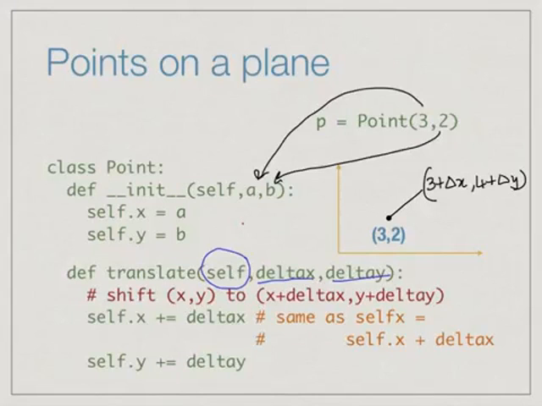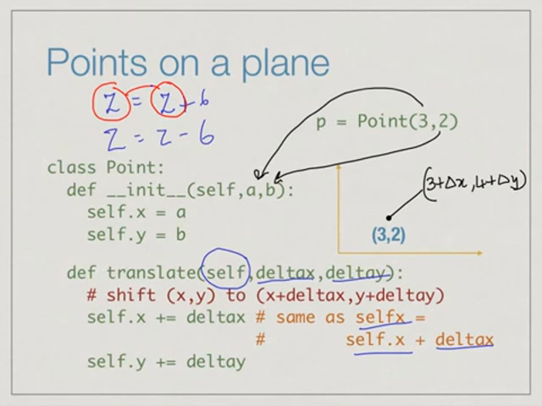So what do we want to do when we want to translate a point? We want to take self.x and move it to self.x plus the value delta x. So we want self.x plus delta x. Now this is a very common paradigm in Python and other programming languages where you want to take a name, say z, and then shift it by some amount, say z equal to z plus 6 or z equal to z minus 6.